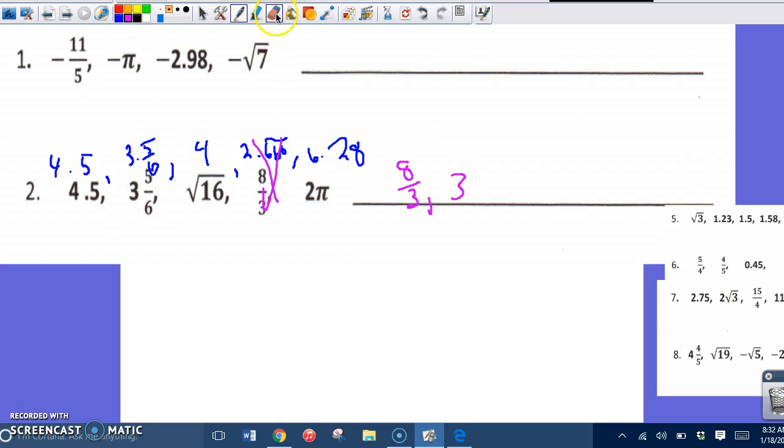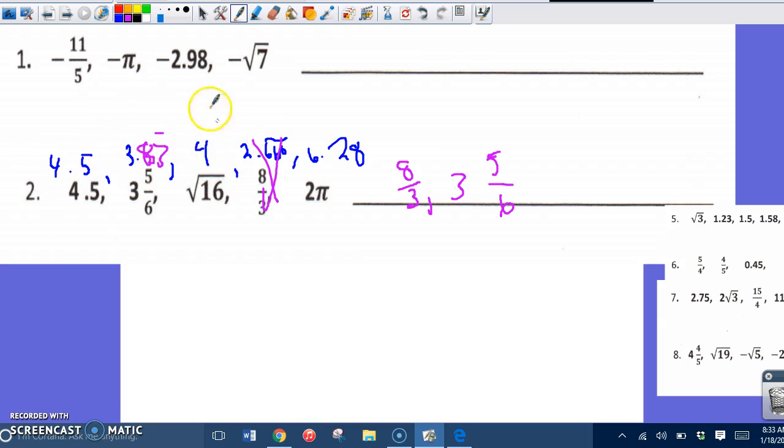Oh, I realized my mistake here. I put 3.56, but I wrote it as a fraction when it really is 3.8333, etc. You get the point. So anyway, 3 and 5/6 is the next smallest number because I had a 2.3.